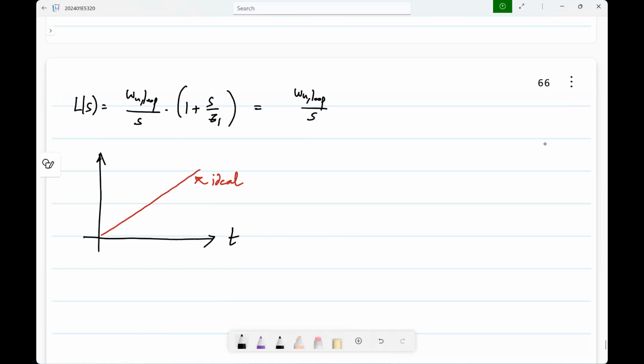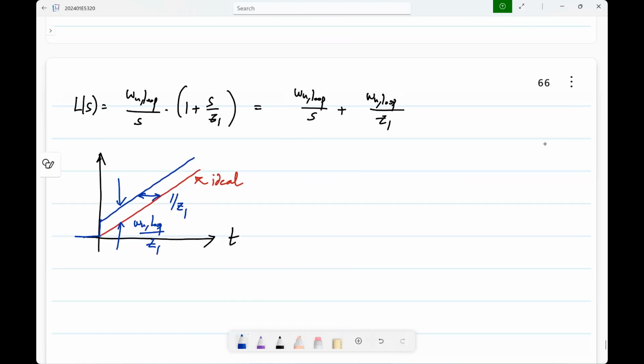which is the original term, plus omega u loop by z1. So the step response of this is a ramp, the step response of that is a step. So you will get the step response to be, it will jump up, and this vertical displacement is just omega u loop by z1. So what is the horizontal displacement? It is that divided by the slope, and slope is omega u loop, so it is 1 by z1.